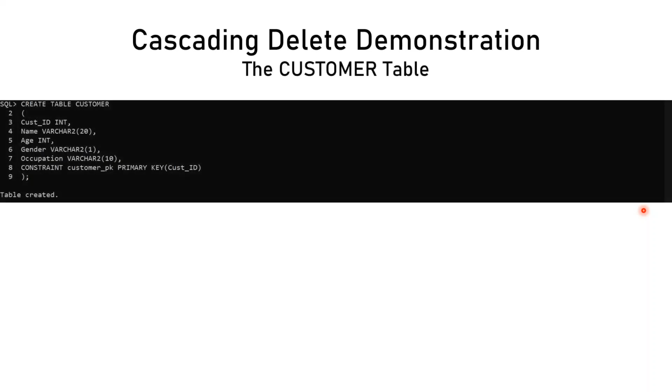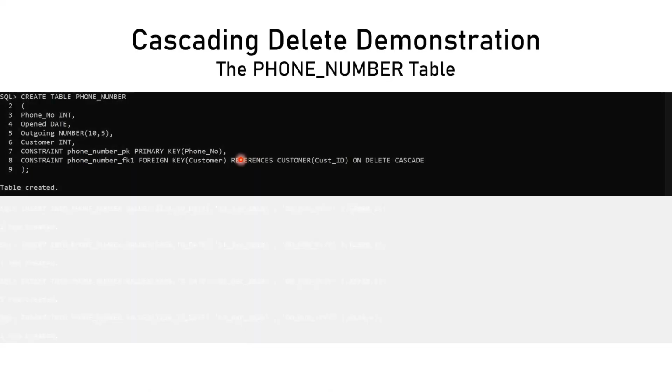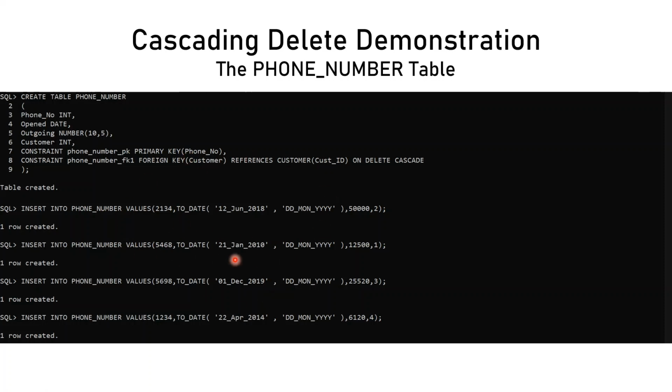So in our SQL console, we create the customer table and we insert the rows that we have shown earlier in this table. Next, we create the phone number table, and we also insert rows that have been shown earlier in this table. Next, let's look at what these tables look like for now. All right, so as you can see, we have not deleted any row yet, so both the tables are intact.